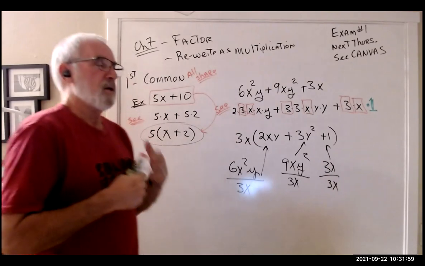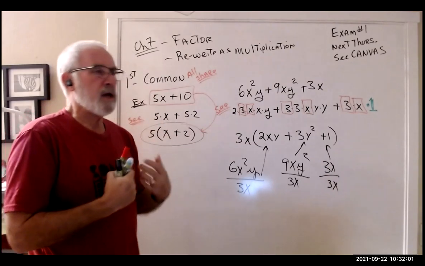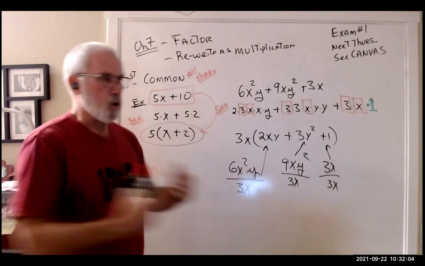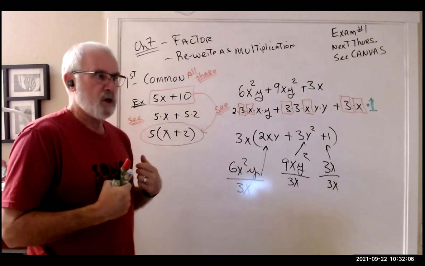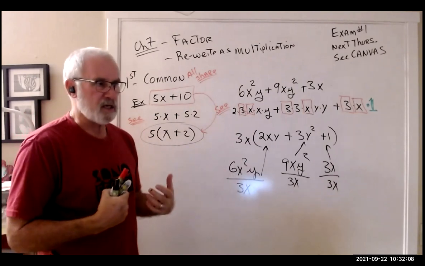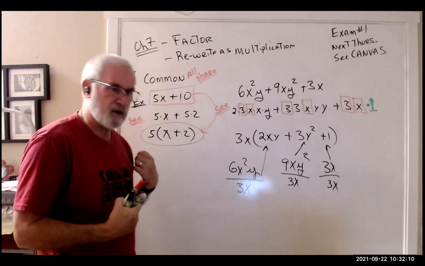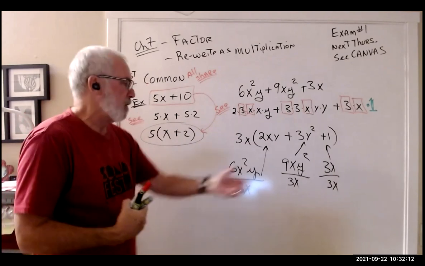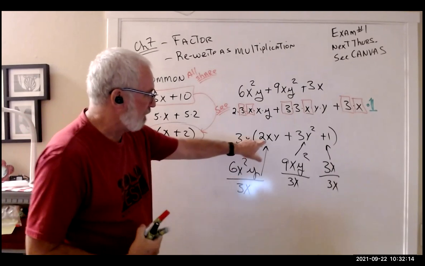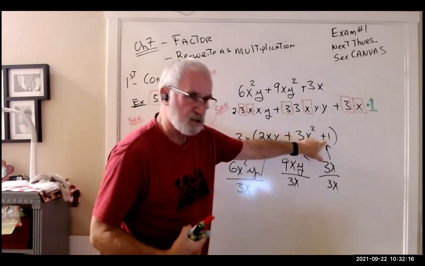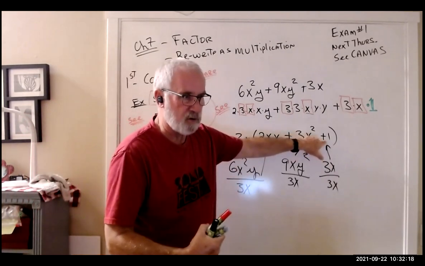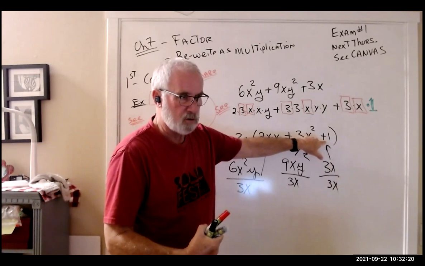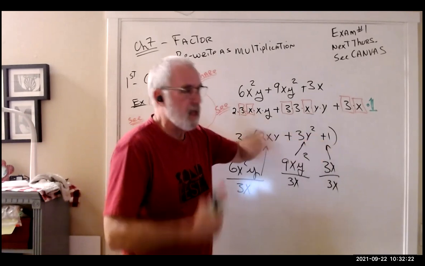So the lazy way of speaking is to say, okay, we just pulled out a 3x. The correct way of speaking is to say we divided out a 3x. And when we divided a 3x out, what's left inside is the answer after division. Okay, that's where the 1 comes from.